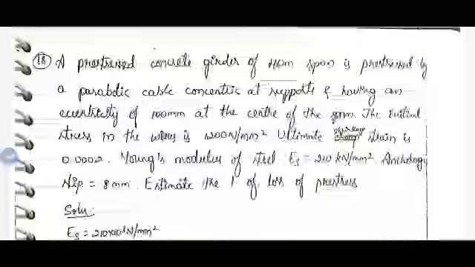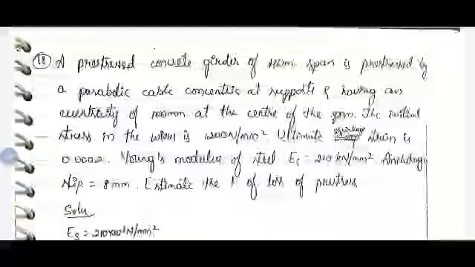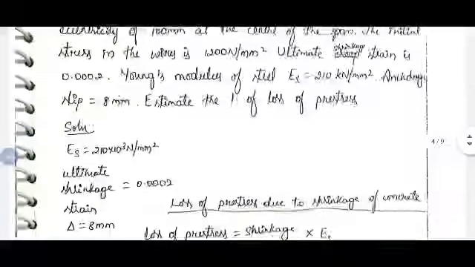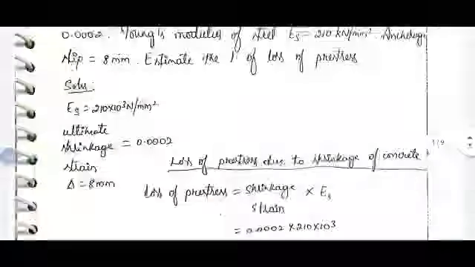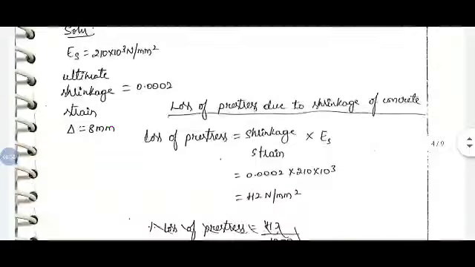Then relaxation, we have not yet reached it. So like that you need to see the question. In this question we have two losses. One is loss due to shrinkage of concrete, shrinkage strain into Young's modulus of steel. It is 42 Newton per mm square.